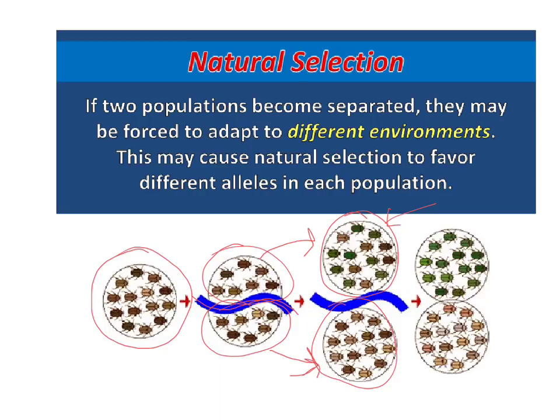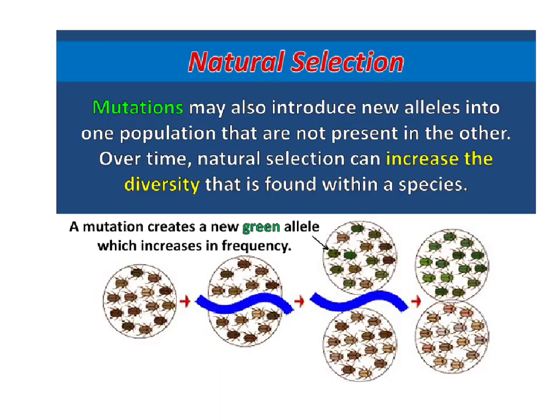So as time goes further and further on, even if the barrier is removed, these populations may become so different that they can no longer interbreed. Mutations may also introduce new alleles into one population that are not present in the other. Okay, that's another way. So two ways that populations may become different. The first is an environmental barrier. They get separated. The second is mutations.